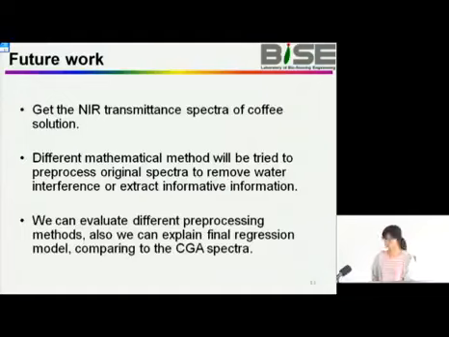Then for future work, I will get the NIR transmittance spectrum of coffee solution, and different mathematical methods will be tried to pre-process the original spectrum to remove water interference or extract the informative information. And then we can evaluate the different pre-processing methods. And also we can explain the final regression model comparing to the CGA spectrum we just got.